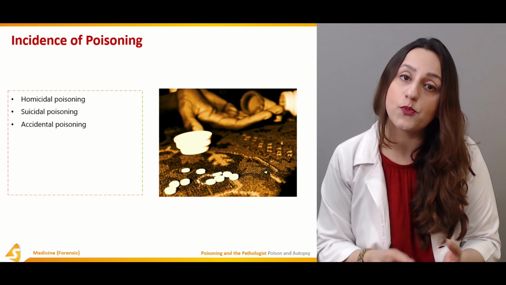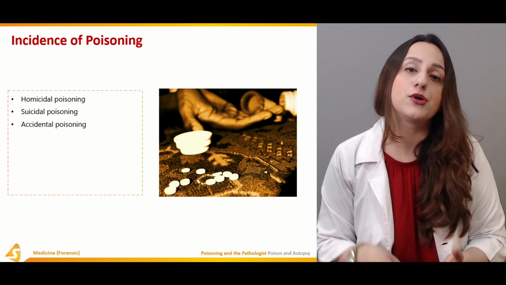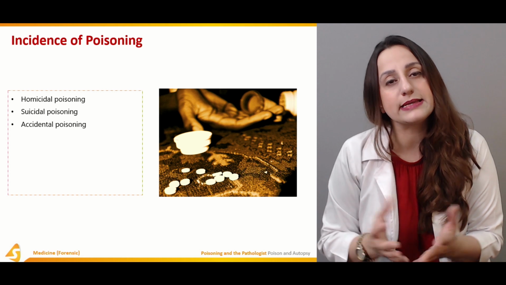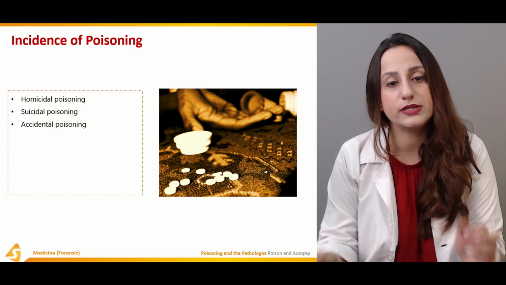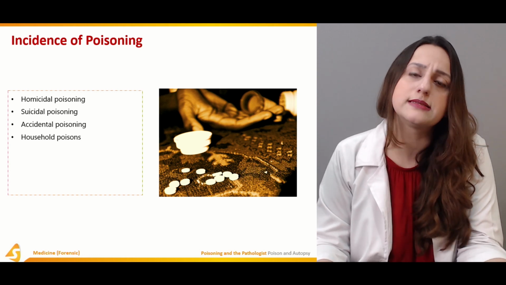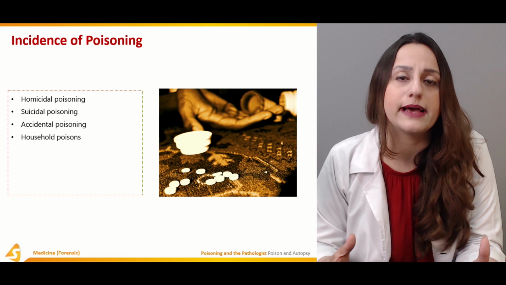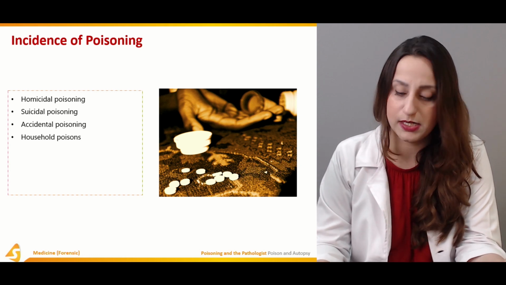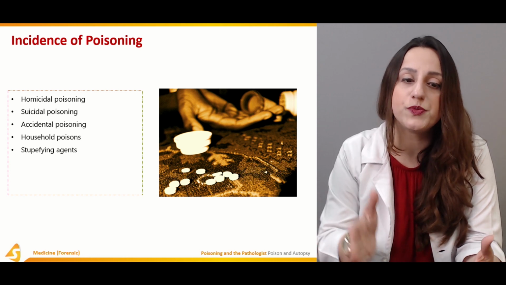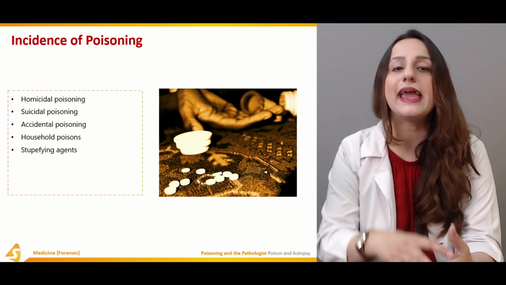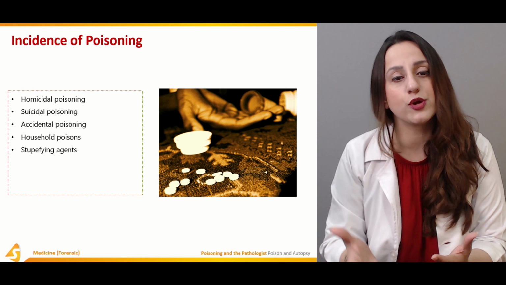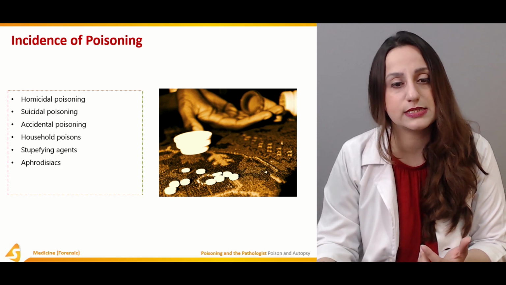And then we have accidental poisoning that is usually observed in children because they lack knowledge, or in elderly people, or in drug abuse people, who accidentally overdose themselves, and that is included in this accidental kind of poisoning. And then we have the household poisons. So household poisons can be or cannot be included in accidental poisoning, but they are part and parcel of poisoning investigations. And then we have the stupefying drugs. Stupefying drugs are basically any drug which is going to alter the consciousness of the person. It is going to be included in the stupefying agents.